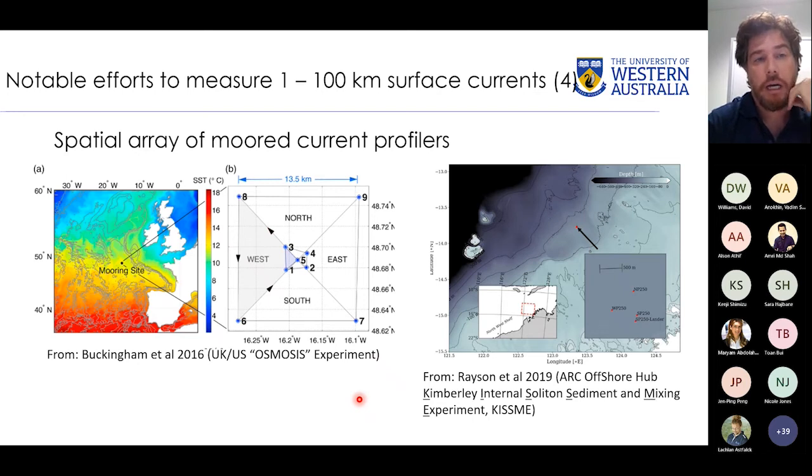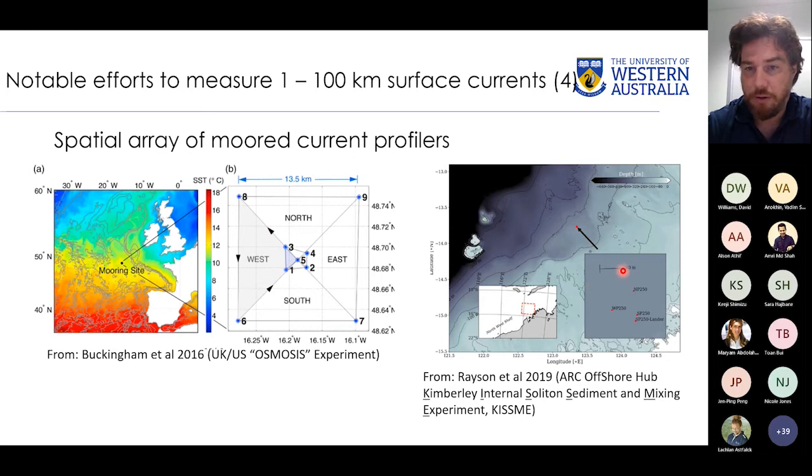So the other way people measure surface currents, the spatial variability, and probably the most expensive way, is to put out arrays of moorings and current profilers. So these are two examples. One in the North Atlantic where they put out nine moorings separated by about, I think this is about 13 kilometres here, a few kilometres here, and they put them out for a year to measure spatial variability in submesoscale currents.